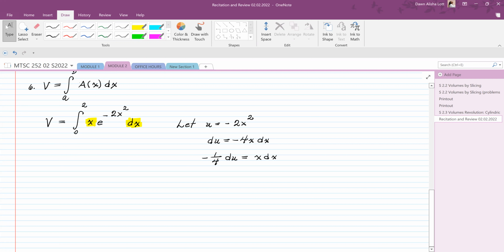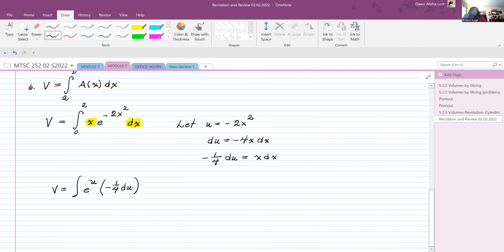Was that right? All that you've done so far is absolutely correct. Don't we need to replace e to the negative 2x squared with u? Okay. And then after that, replace x dx with negative 1/4 du.